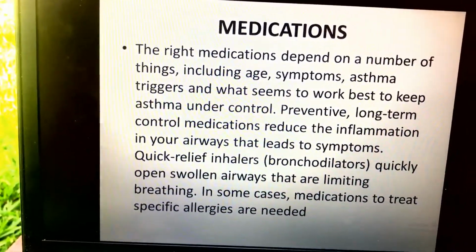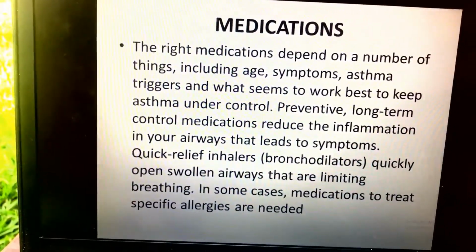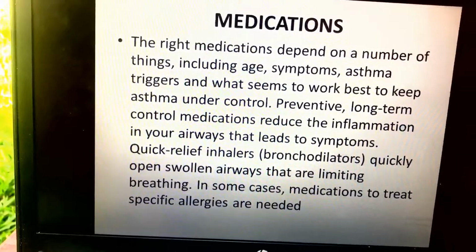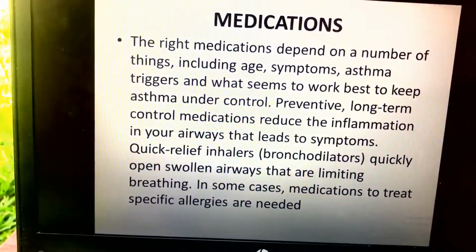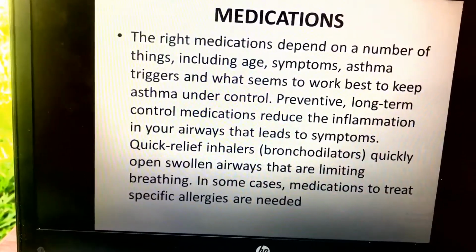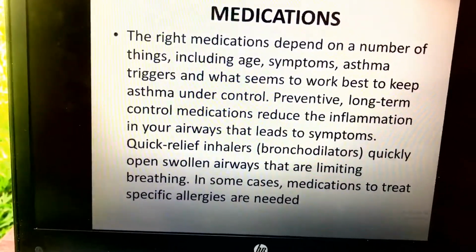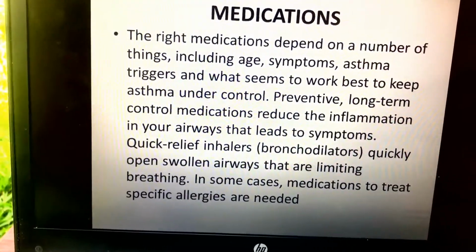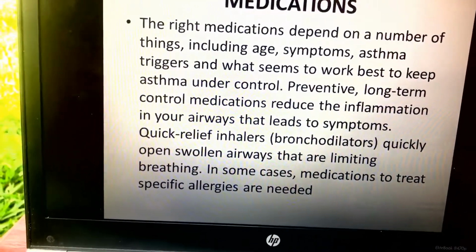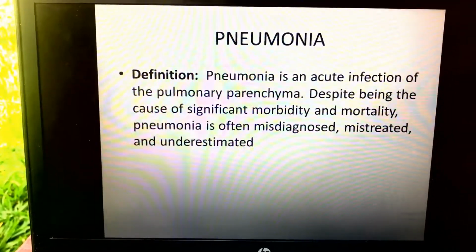What are the medications? The right medications depend on a number of things, including age, symptoms, asthma triggers, and what seems to work best to keep asthma under control. Preventive, long-term control medications reduce inflammation in your airways that leads to symptoms. Quick relief inhalers, meaning bronchodilators, quickly open swollen airways that are limiting breathing. In some cases, medication to treat specific allergies is needed. So you will see the bronchodilators in the special pharmacology.